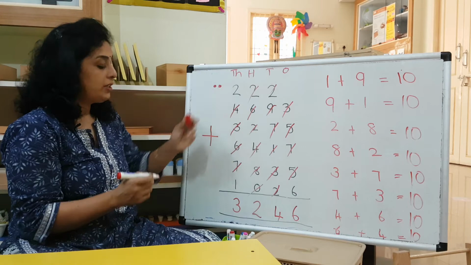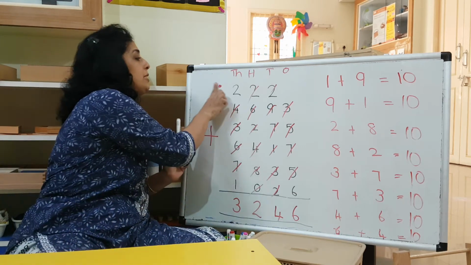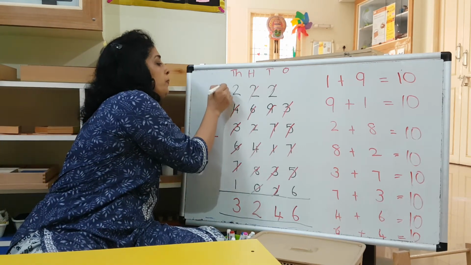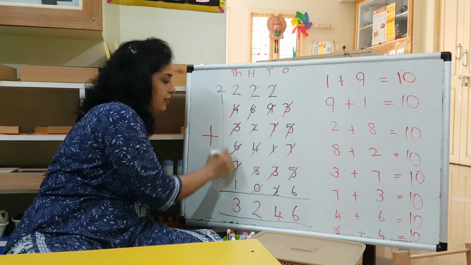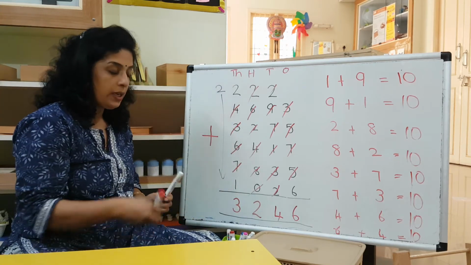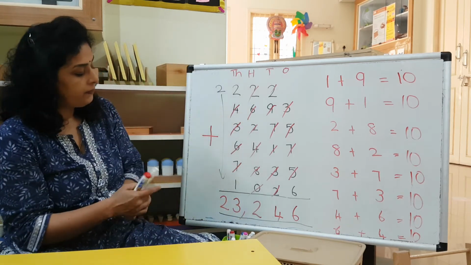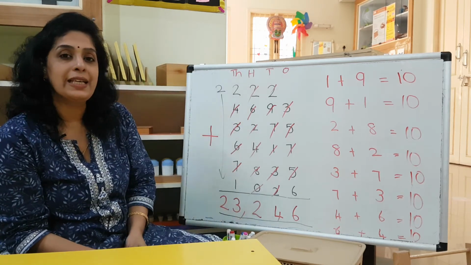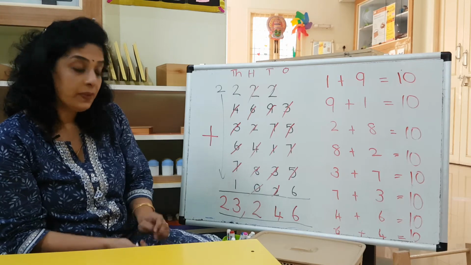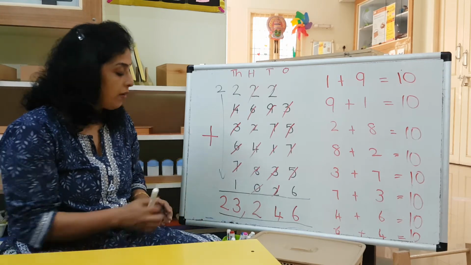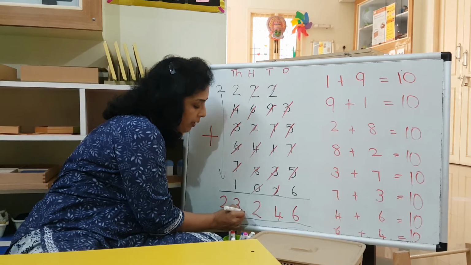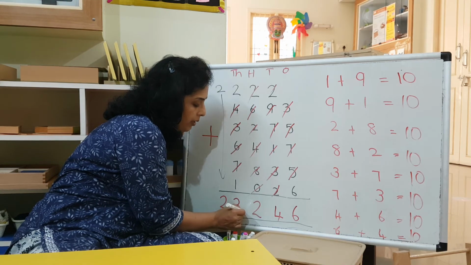Now how much is left here? We'll change the number into 2 and just bring it down. There's nothing here. So you just bring it down. So your answer is 23,246. Will you repeat with me? 23,000. Now when thousands have come, you can give one comma here.